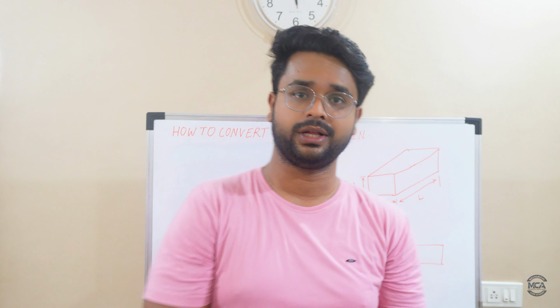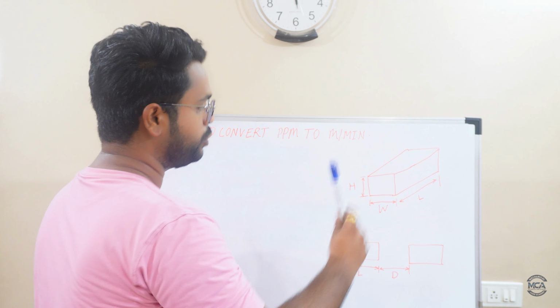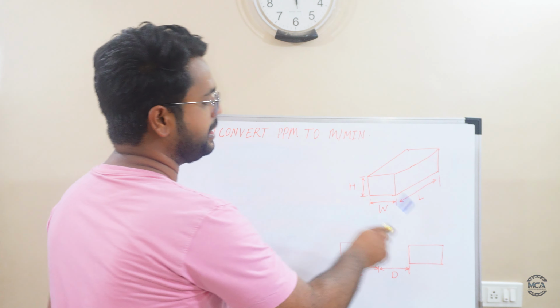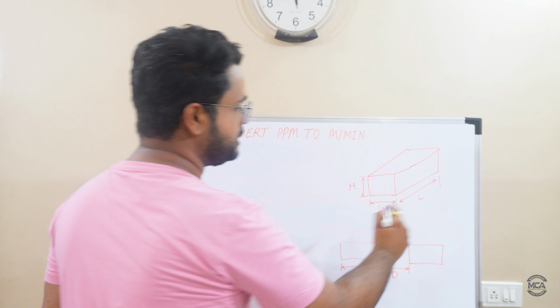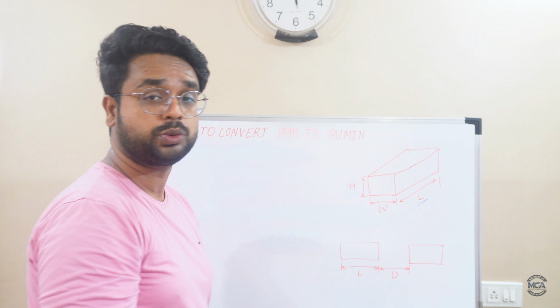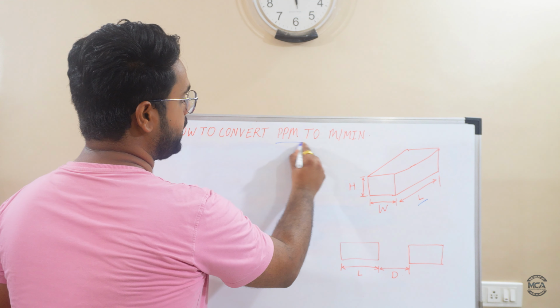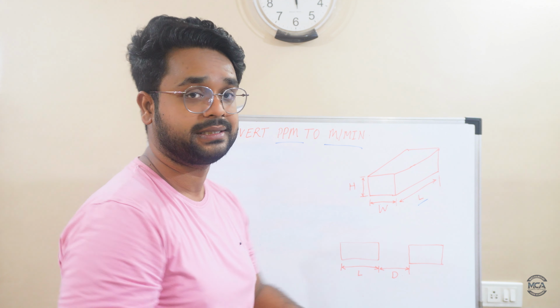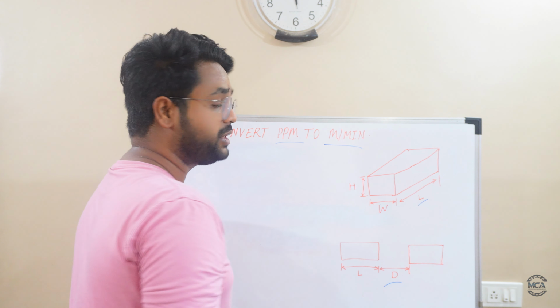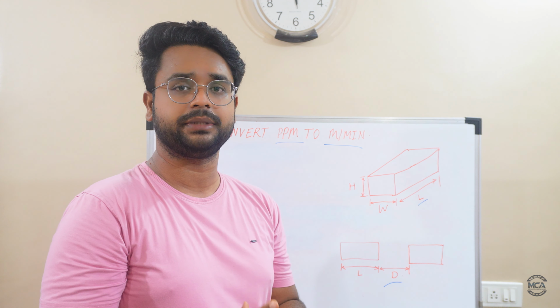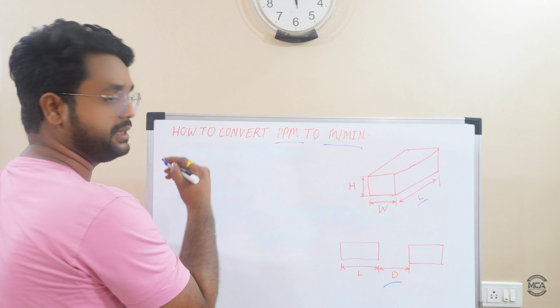So in step 1, we will do the calculation of PPM to meter per minute manually. So let's see, this is our product whose length is denoted by L, width is denoted by W, and the height is denoted by H. But from these three parameters, the most concerned parameter is the length of the product, which is useful for conversion from PPM to meter per minute. And the second important parameter is the distance between two products, which is denoted by D. And the third parameter is the PPM itself, which is the speed.